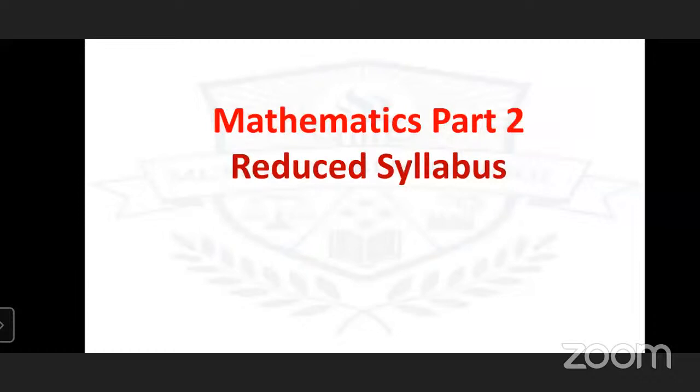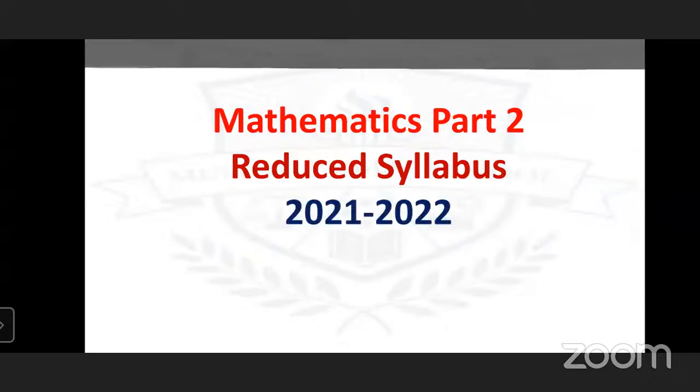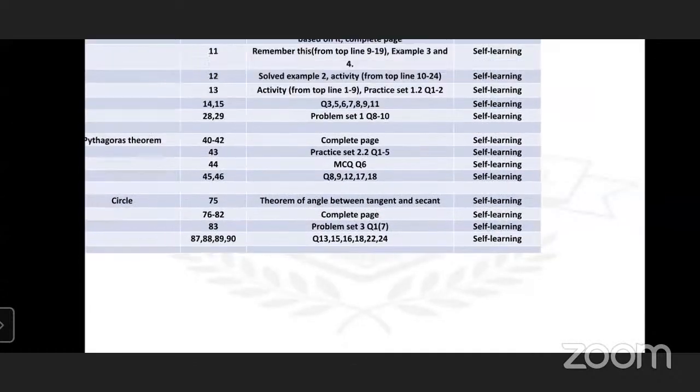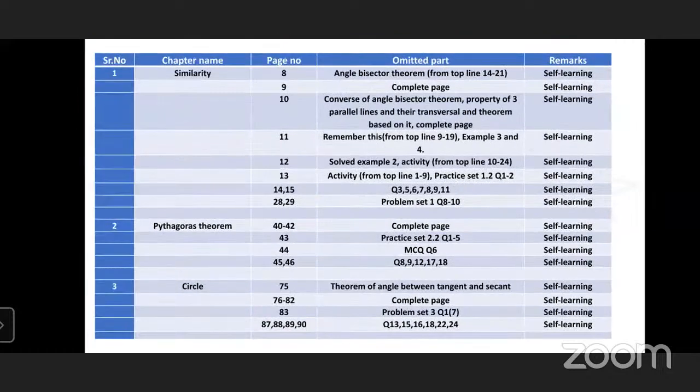Mathematics part to reduce syllabus. So in this pandemic year, 21-22, few portions and topics are omitted from your syllabus. So let's revise. In Maths 2, there are a total of 7 chapters. So the first chapter is similarity.